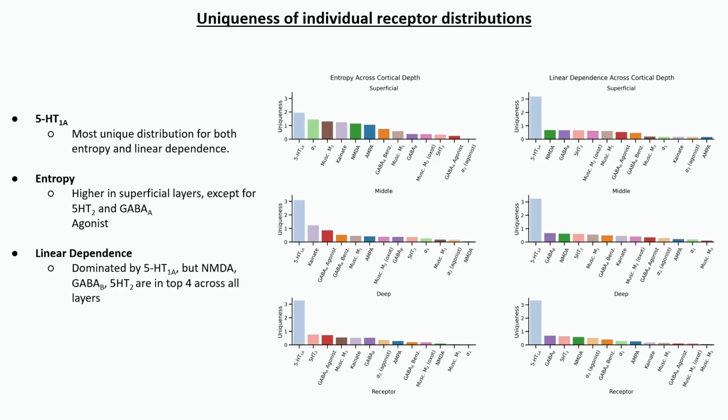What that means, I don't know. I think if anybody has any insight into that, I'd be interested in talking about it. But I think it definitely warrants more investigation because it suggests that 5-HT1A is playing a very particular role in information processing. And we see that uniqueness also across all the layers. It's not just the superficial layers.